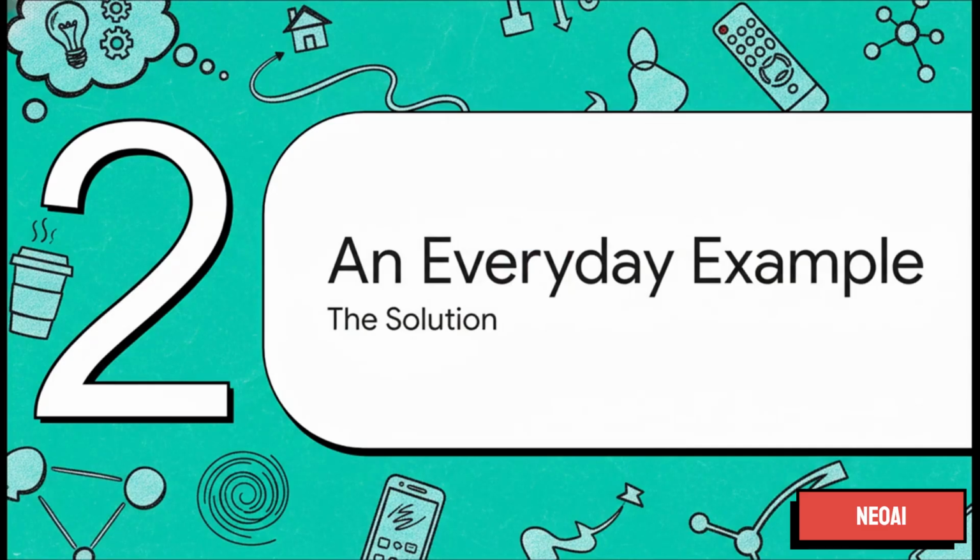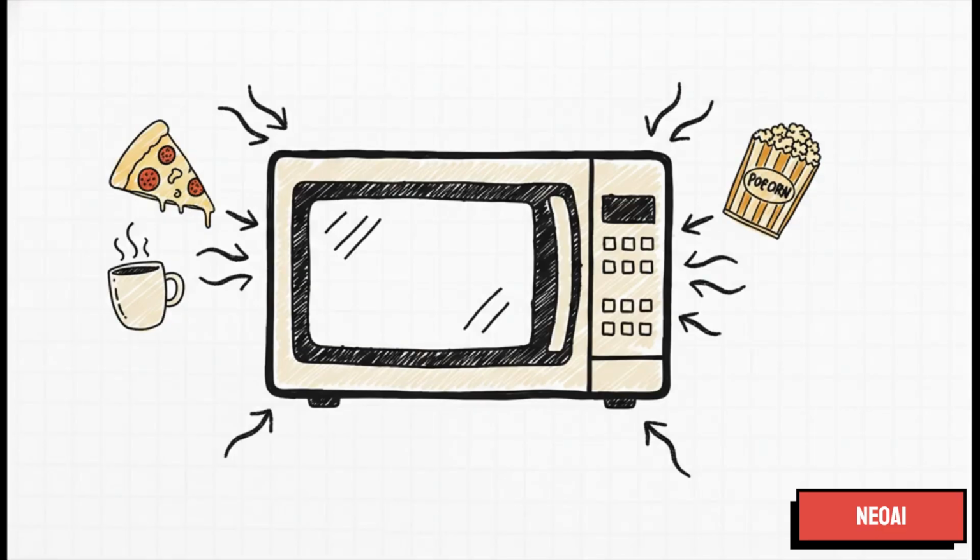But don't you worry, the solution to this whole problem is a concept that you and I use every single day. Seriously, you probably don't even think about it. Yep, the humble microwave. It is the perfect real-world example of a super flexible machine. Think about it. Its core job is just one thing, heating, but it can handle all sorts of different things to get totally different results.